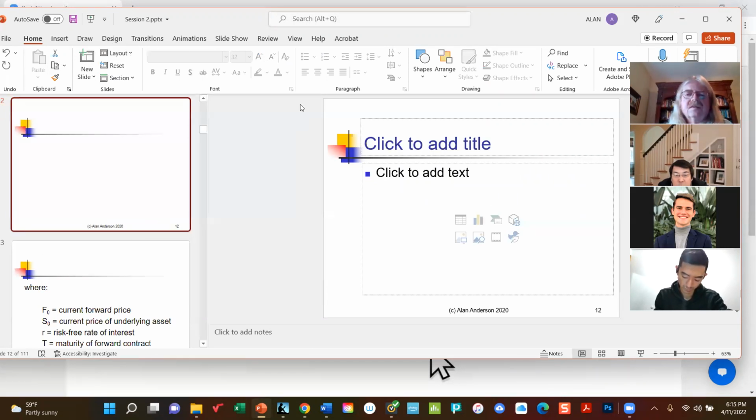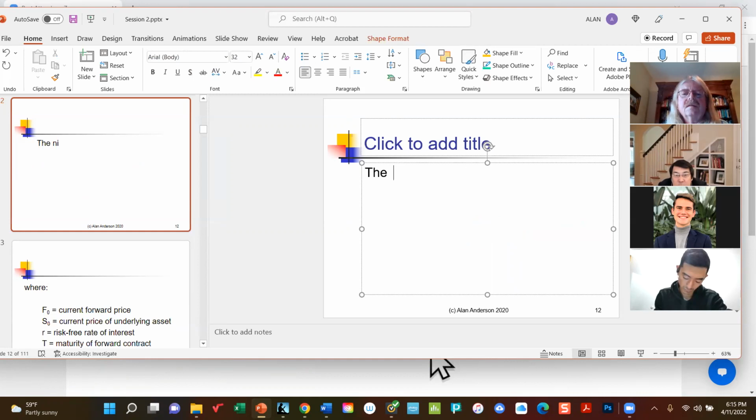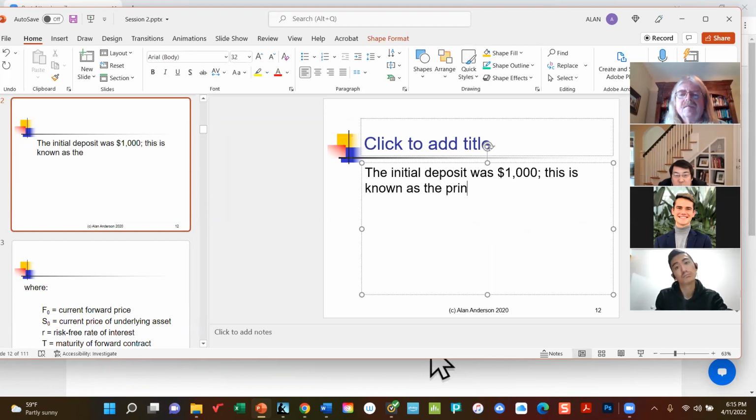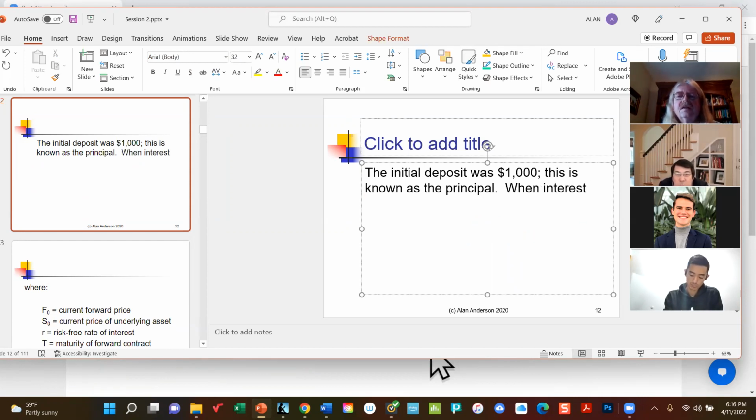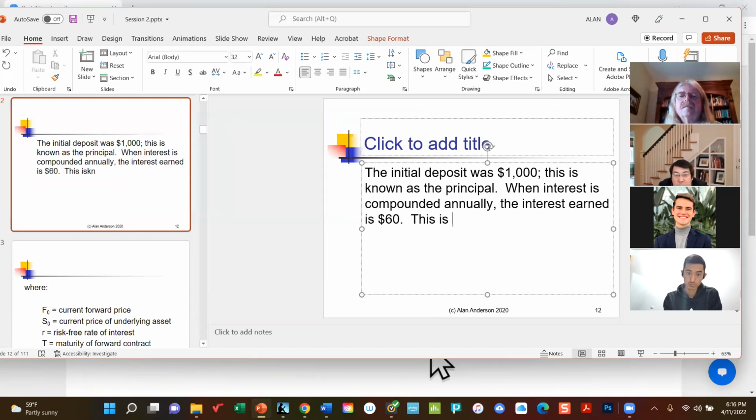started out with $1,000. The initial deposit is $1,000. This is known as the principal. When you either borrow or lend money, it's called the principal. When interest is compounded annually, the interest earned is $60. This is known as simple interest because it is based on the deposited principal.